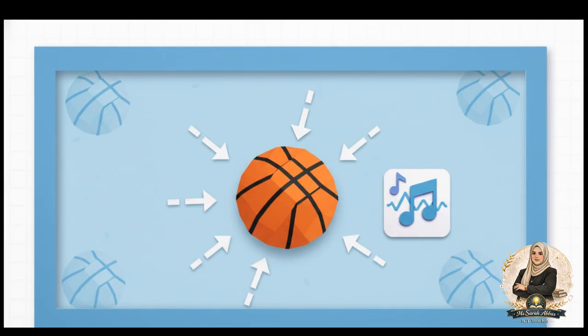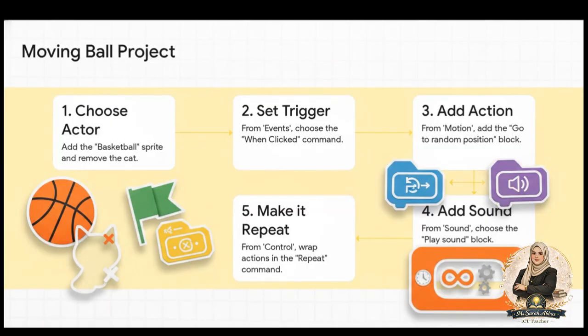Sounds easy enough, right? So, here's the recipe for our animation. First, we gotta choose our actor, so we'll swap out the default cat for a basketball. Next, every script needs a trigger, so we'll go to Events and grab the When Green Flag Clicked block. That's what tells our program when to start. Then, we add the action itself, the Go to Random Position block to make it move, and a Play Sound block for a little audio flair. And finally, to make it happen more than once, we'll wrap those actions in a repeat loop. And that's it. Our whole script is built.